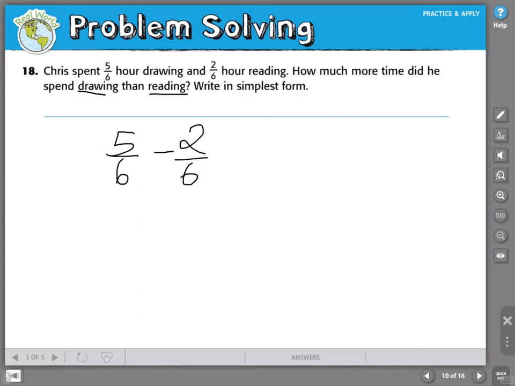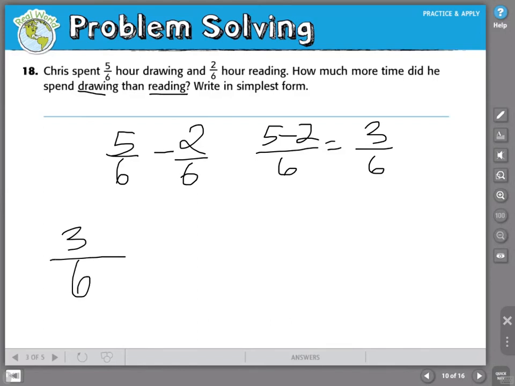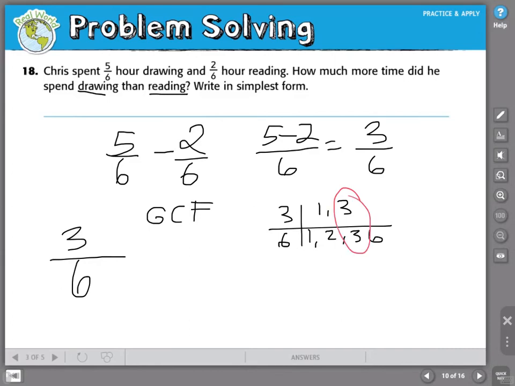Because the denominators are the same, making them like fractions, I can simply subtract 5 minus 2 over 6, which equals 3 over 6. However, I need to write 3/6 in simplest form. In order to do that, I find my GCF, factors of 3 and factors of 6. 1 and 3, 3 is a prime number, and 1, 2, 3, and 6. My greatest common factor is 3.